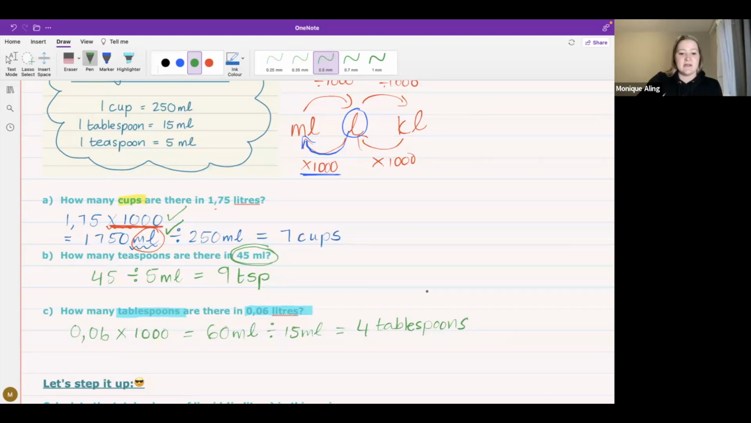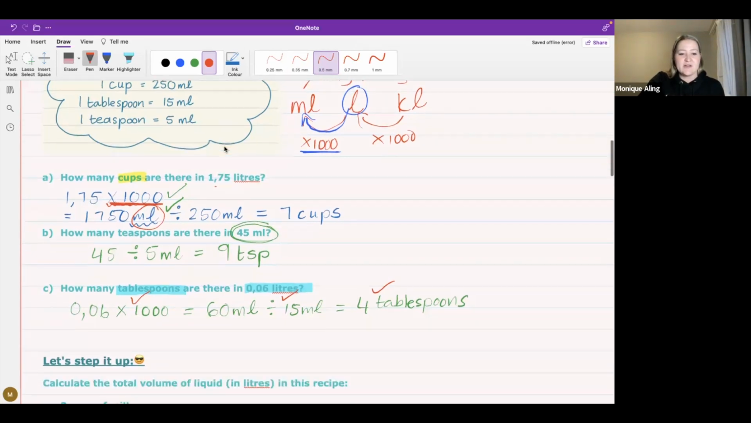Nice. Okay, so something like that, a question like this could easily be 3 marks. Okay, for your first conversion, the second conversion, and your final answer. So whenever you are converting, make sure you show your working out. Even if it's a small little thing in another question, if you have to times by 100, divide by something, show that, because you always get conversion marks. Nice, and I see we all got 4 tablespoons.